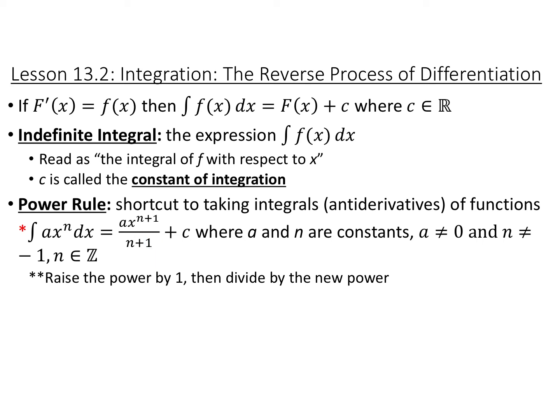And we have to add this plus c constant on the end, because if we were to take the derivative of this constant, it would be 0. It would go away. So you can have this plus any kind of constant, and it would still be the same derivative.